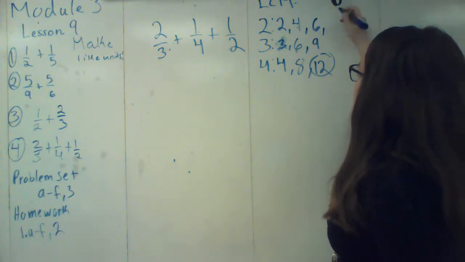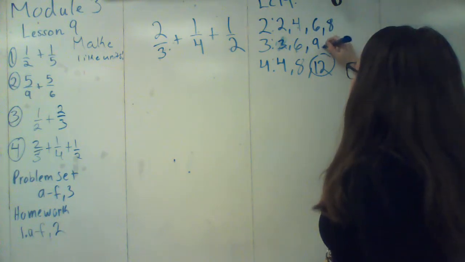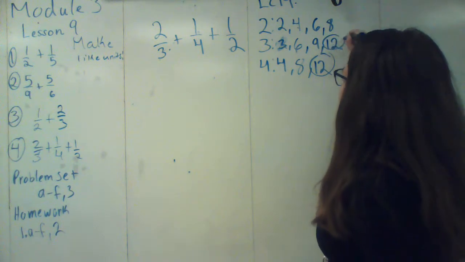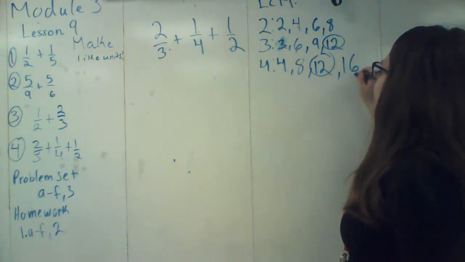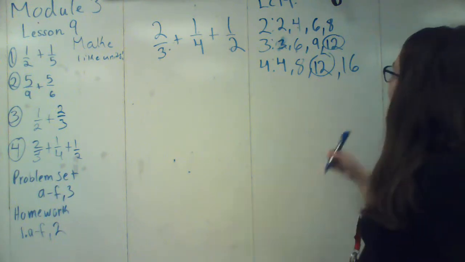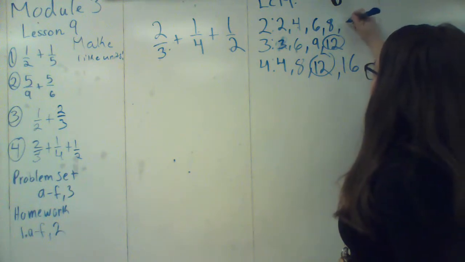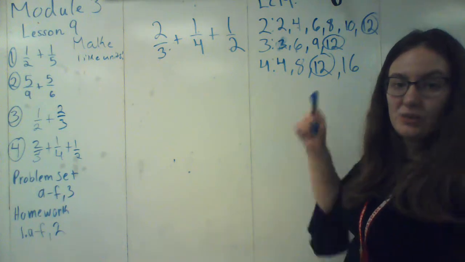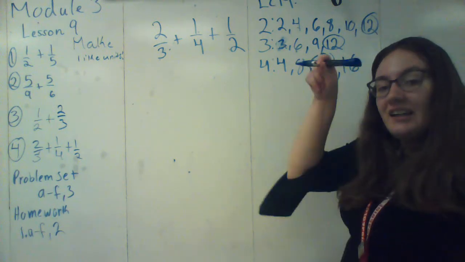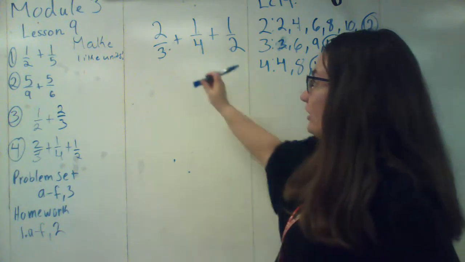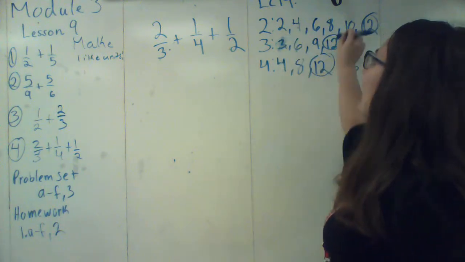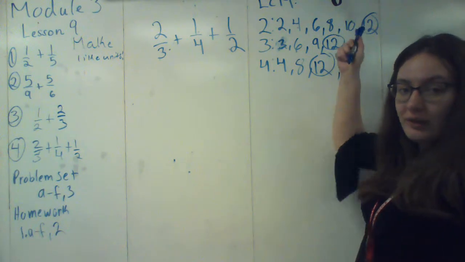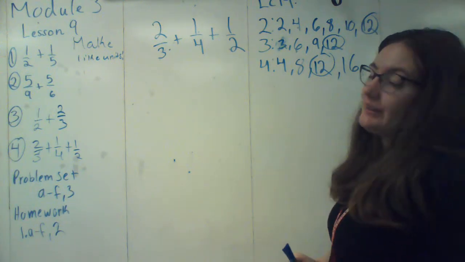So 2 times 4 is 8, and then 3 times 4 is 12. So again, I found that matching 12, so I would continue with this. I've gotten 16. And then I'll keep going with this just to show you that eventually you will get 12 for all 3 of these. And if you really know your facts, you can start looking at these problems and just kind of knowing without having to do all this work. But eventually your least common multiple is going to be 12. So practice, practice, practice those facts.